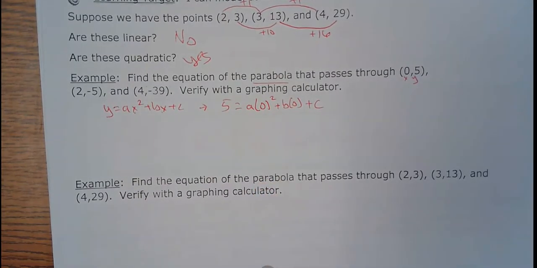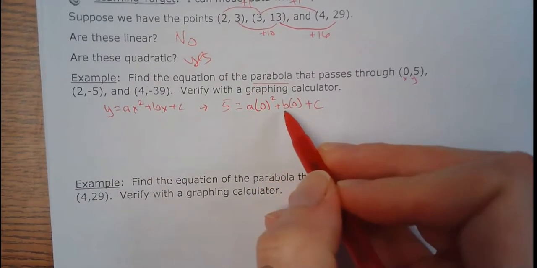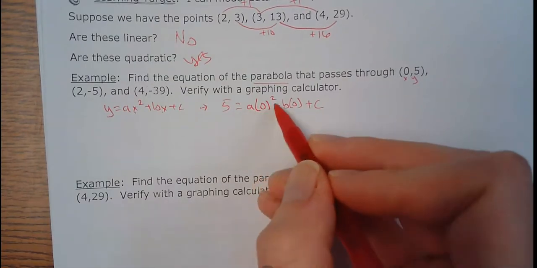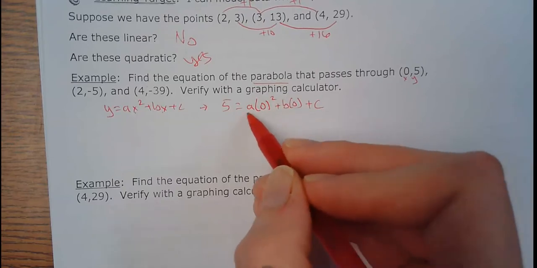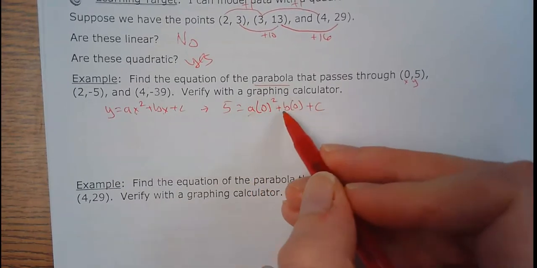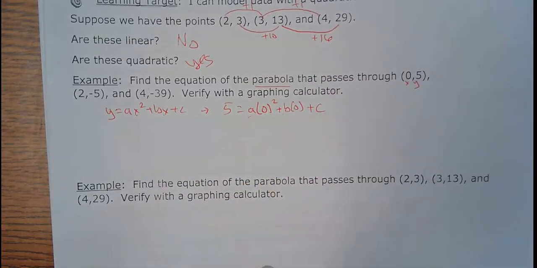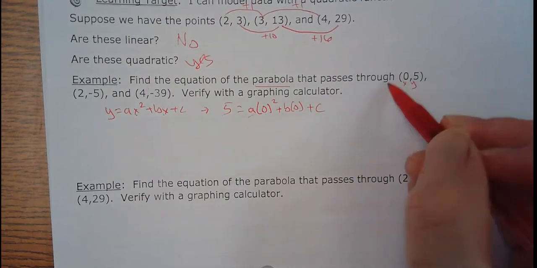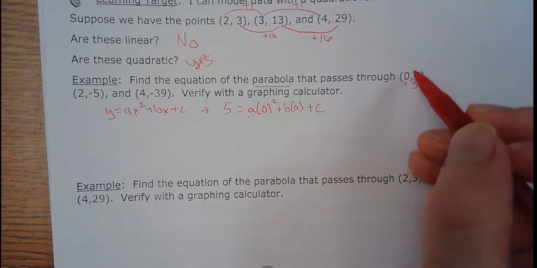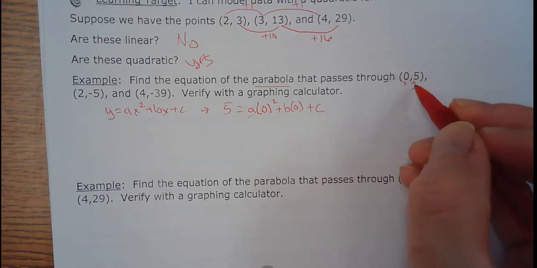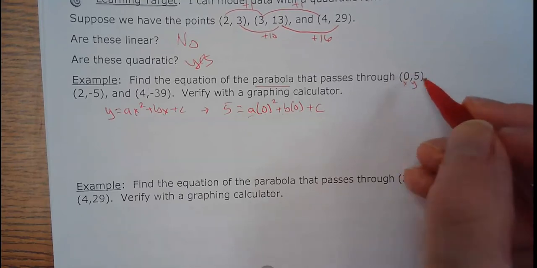I have a's, b's, and c's to solve for. Now this one is a unique one in that these all wipe out. 0 squared is 0, so 0 times a is gone. 0 times b is gone, and you're left with just c. So actually c equals 5. This is one of those rare cases where you can find one of your variables right off the bat, and that happens whenever you have an intercept. In this case, this is (0, 5), that's the y-intercept, because x is 0.